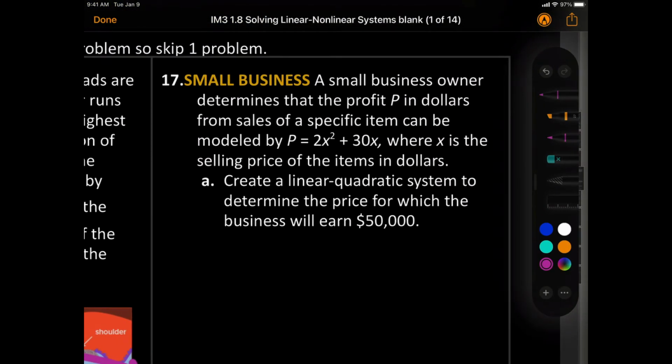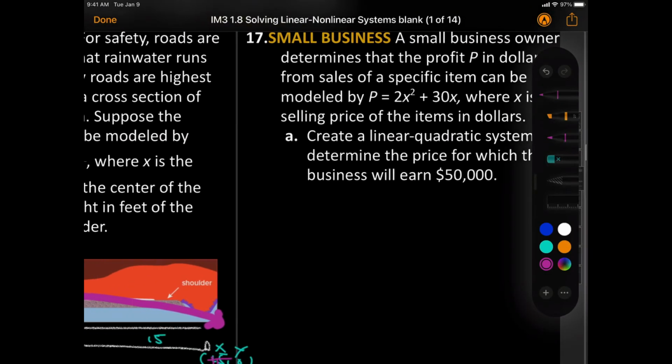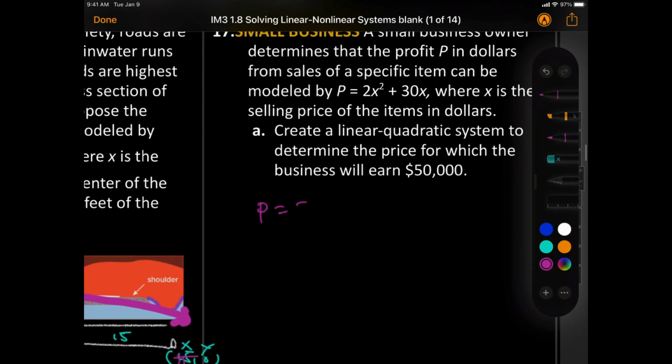A small business owner determines that the profit P in dollars from sales of a specific item can be modeled by P equals 2x squared plus 30x, where x is the selling price of the item in dollars. Create a linear equation to determine the price for which the business will earn $50,000. All right, so my two equations are P equals 2x squared plus 30x and P equals 50,000.